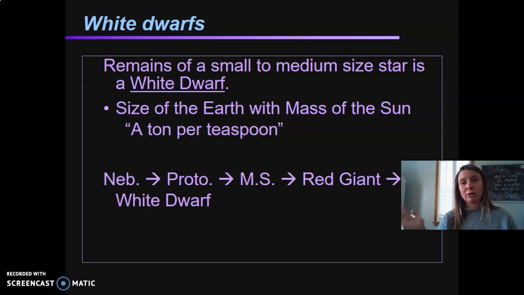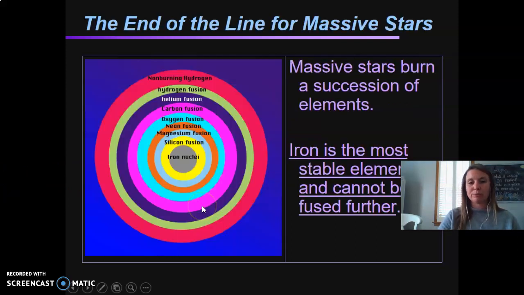White dwarfs will eventually turn into black dwarfs because they will run out of radiating energy. They'll run out of heat, and then they're just a rock floating in space. So that's for a small and medium star. The track for a small or medium star is nebula, protostar, main sequence, red giant, white dwarf.